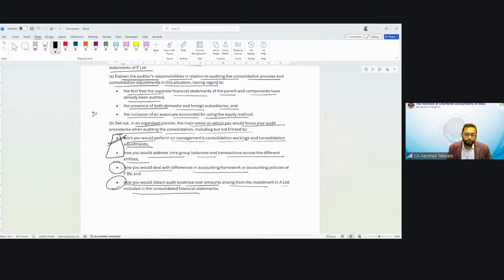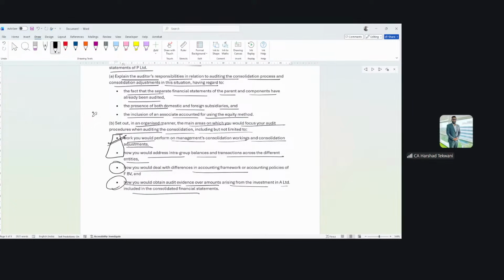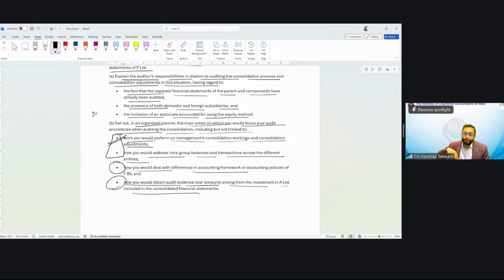We will look into the process adopted by the management to make the conversions. Okay. What else? Quickly. What else will you look into? How will you audit consolidation?